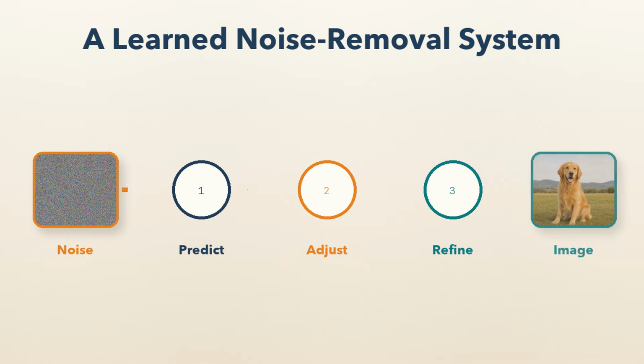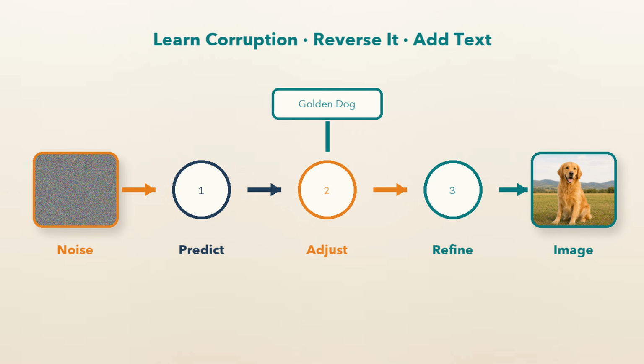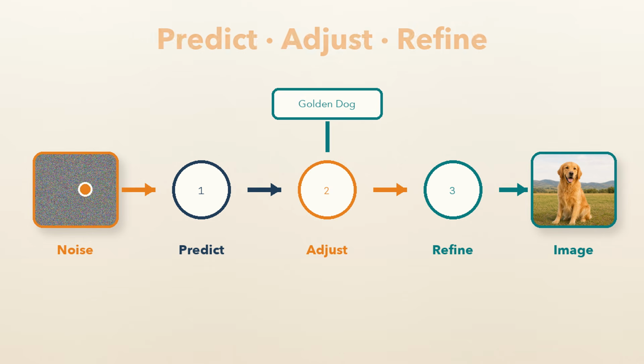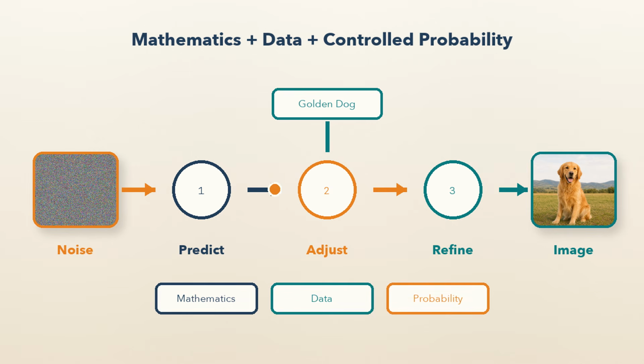A diffusion model is best understood as a learned noise removal system. It studies how images become noise, learns how to reverse that process, and uses text to guide the direction. Starting from randomness, it repeatedly predicts, adjusts, and refines until a visual result appears. The final image is the outcome of mathematics, data, and controlled probability working together.